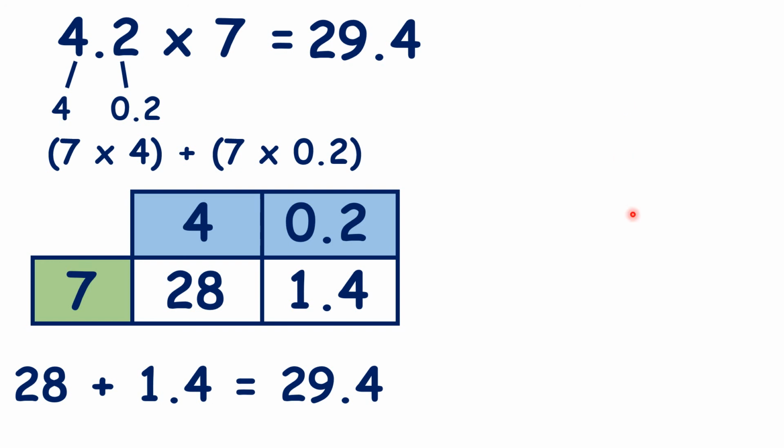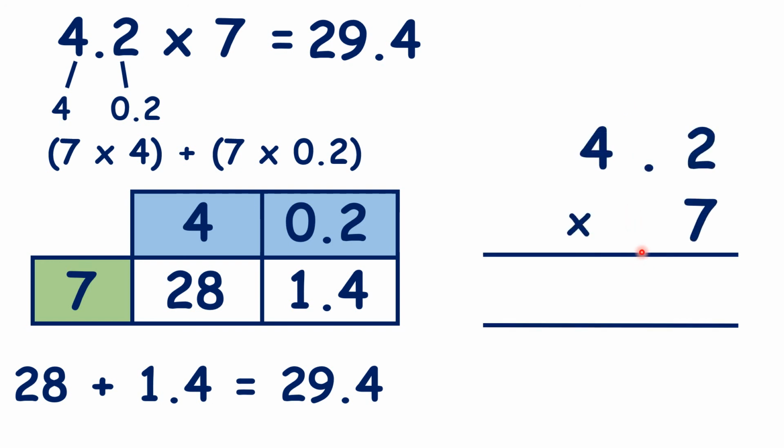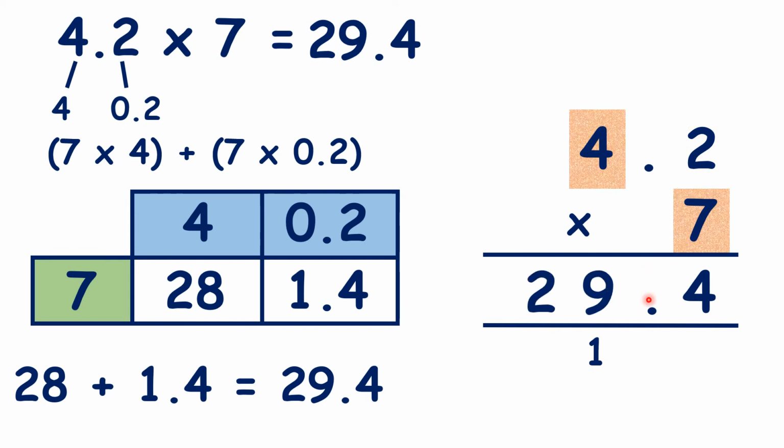But we can also use the column method. One decimal place in our question means we need one decimal place in our answer, so there will only be one digit after the decimal point. Then we can multiply as we usually would to get our answer.